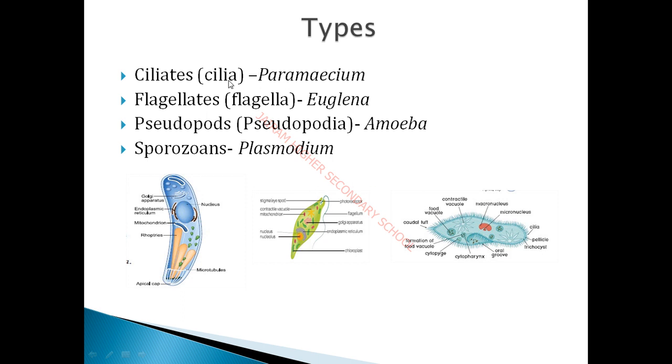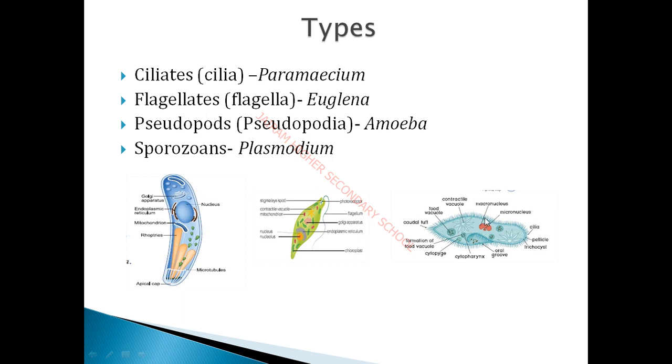So you can see the types of protozoa. Ciliates. Cilia are small whip-like or hair-like structures. Like the eyelash we have, small hair-like outgrowths over the cell. When cilia are present all over the cell like that, it is called a ciliate.